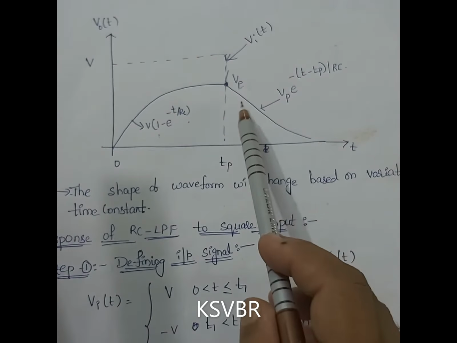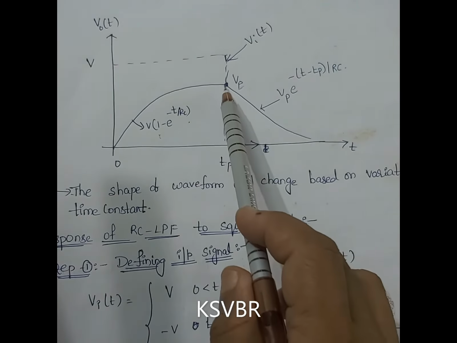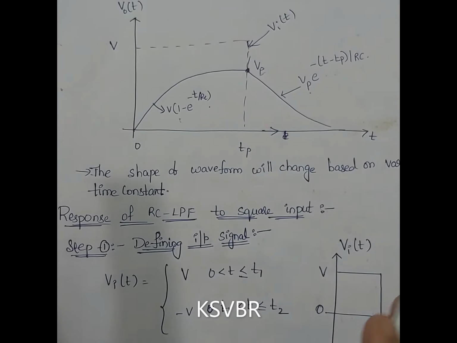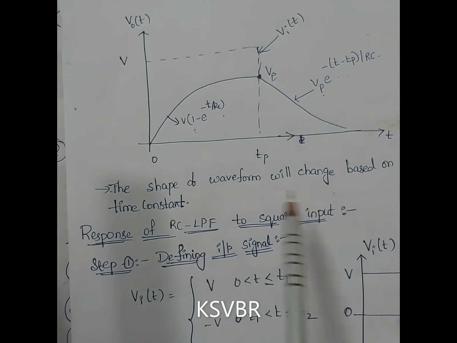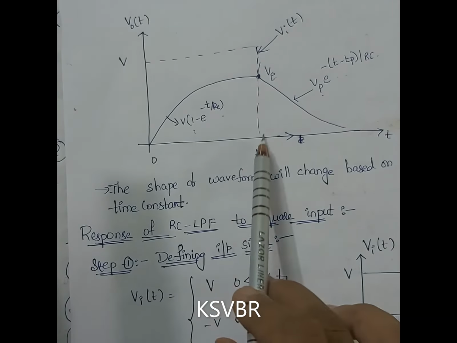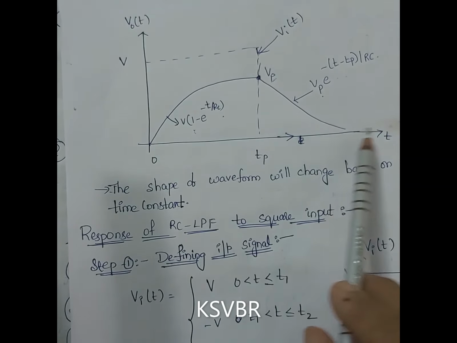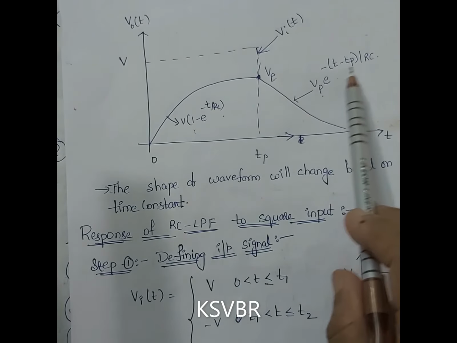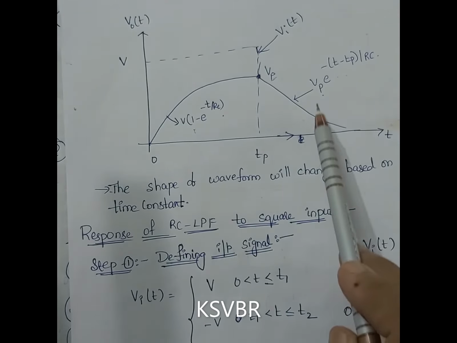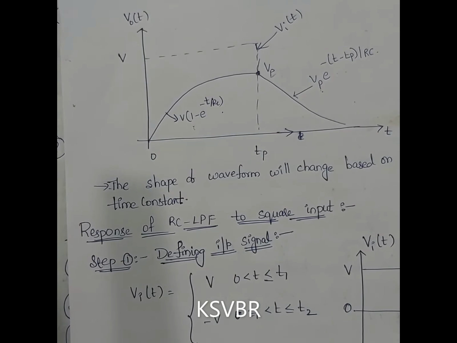After that, the capacitor starts discharging. Because of the capacitor discharging, the output is exponentially decaying towards 0, Vp into e power minus (t minus Tp) by RC. Why t minus Tp by RC? Because this portion is neglected. It discharges in this portion. That's why we have represented it like this. From which point is it discharging? From Vp. So, Vp into e power minus (t minus Tp) by RC.